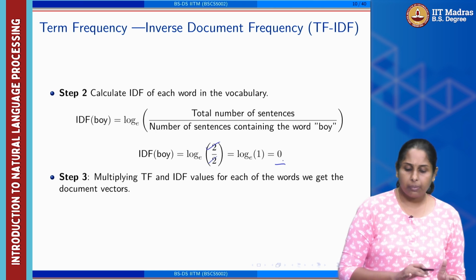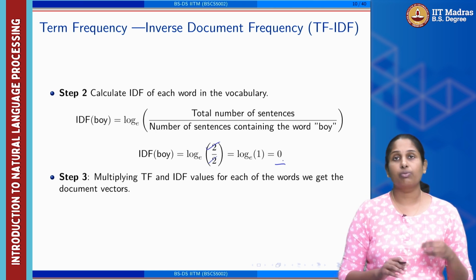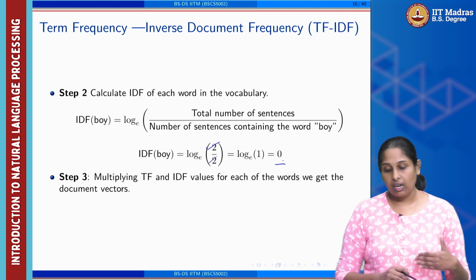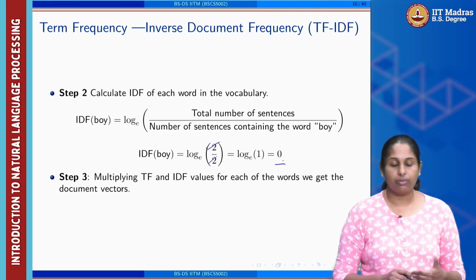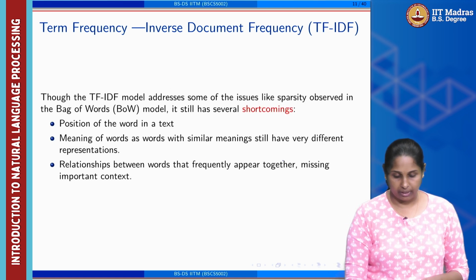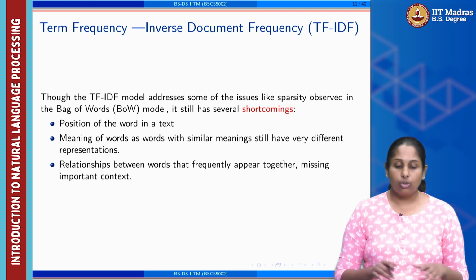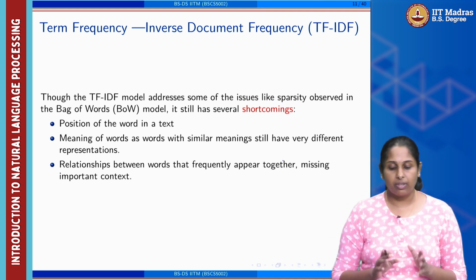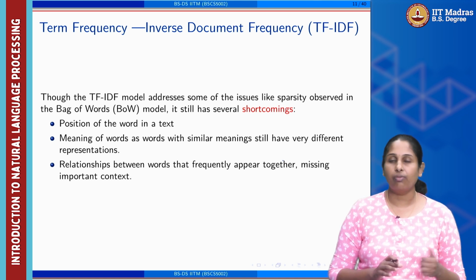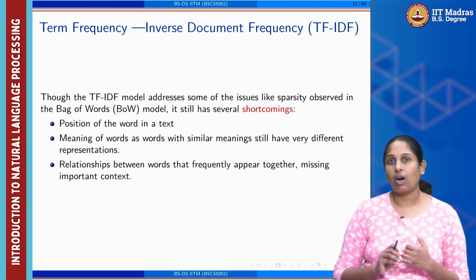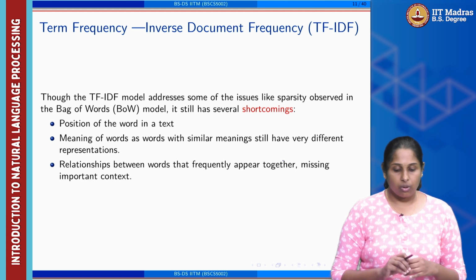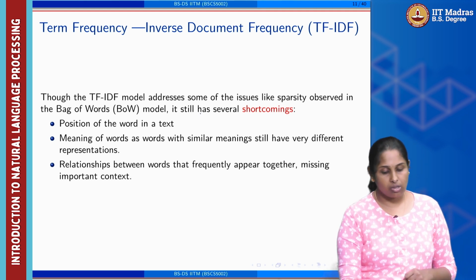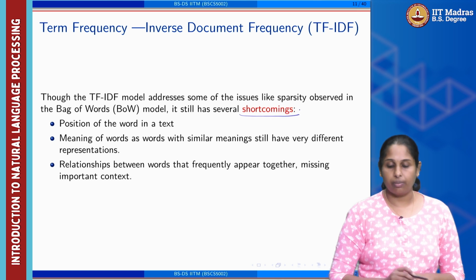So now, multiplying the TF and IDF values for each of the words, we have taken only "boy" as an example, now we are multiplying it for each of the words, and now we will get the document vectors, right. So through this TF-IDF model, we can address some of the shortcomings that bag of words has, especially the context and the meaning. Though it has identified some of the context, it also has some shortcomings.